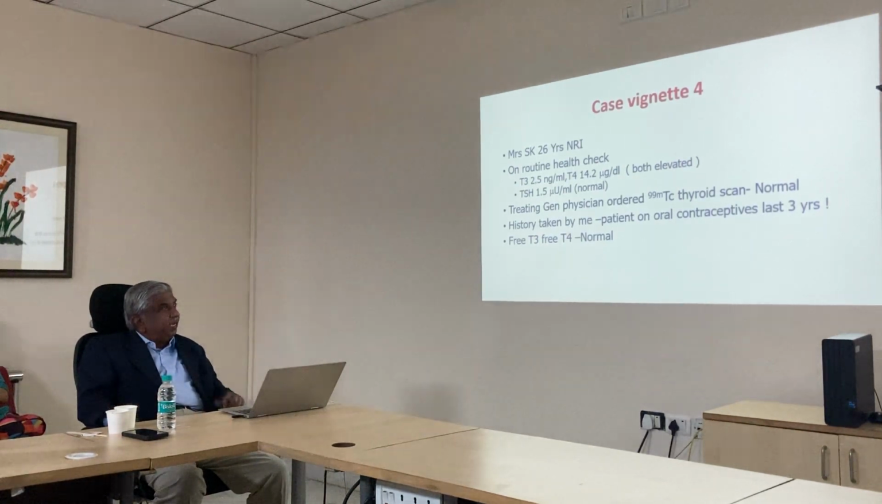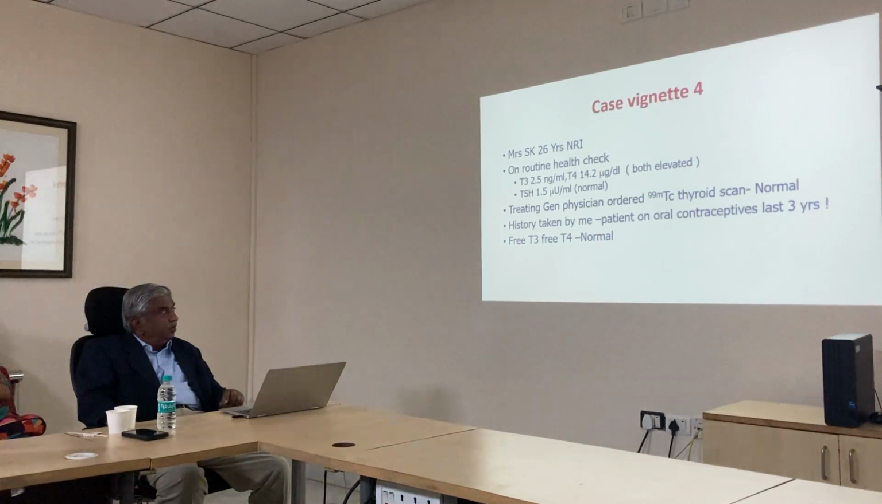This is another short case, very simple for an endocrine community. A 26-year-old NRI, T3 2.5, T4 14.2, TSH 1.5. Treating physician, technician, thyroid scan, normal. And the patient had been on oral contraceptives for the last 3 years.